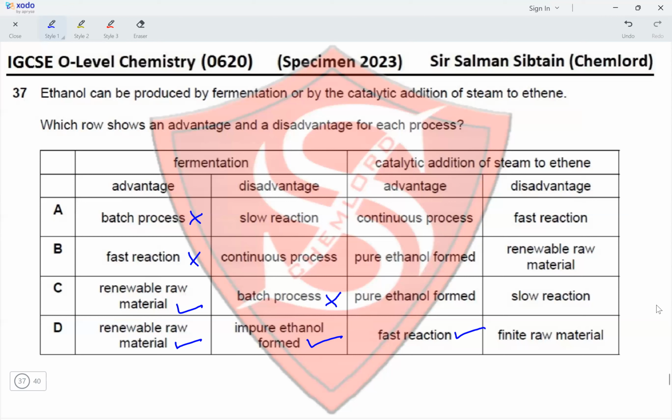Pure ethanol is formed. Yes, but it would be mixed with other material like steam and all. So it's a faster reaction, which should be a better option. And the disadvantage would be we have got finite raw material. Yes, ethene is not naturally produced. We obtain it through cracking. So we have finite raw material present for this reaction. So this makes option D the correct option for this question.